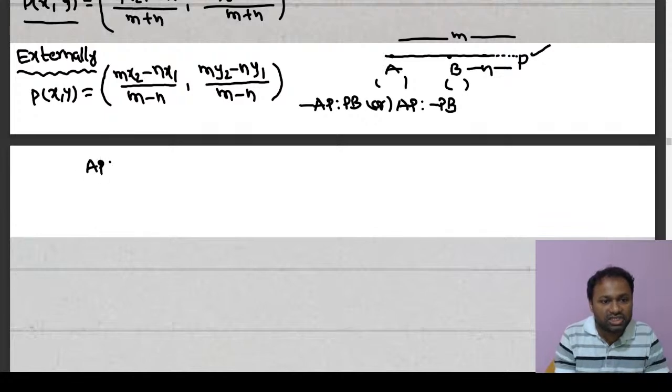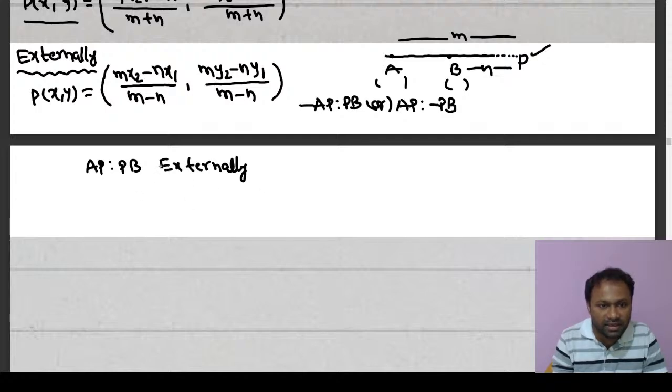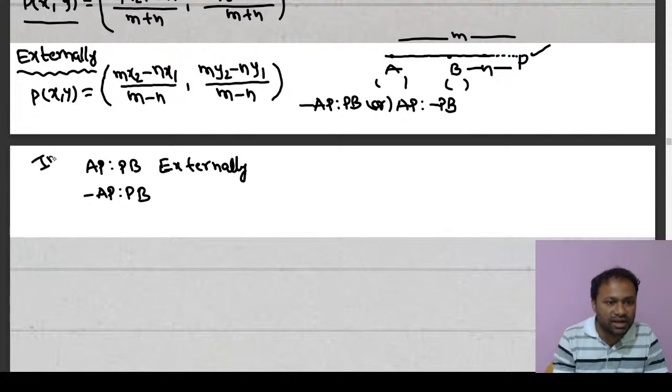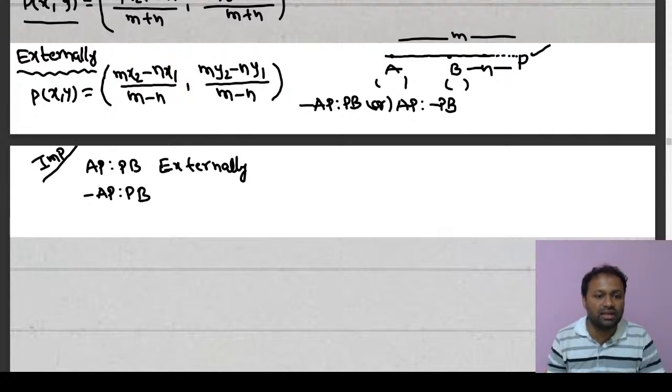AP ratio PB externally can be, that means it may be given in this way, or minus AP is to PB. So remember this, it is the most important condition. To confuse you, the options will be given in this way. These two represent the same answer. Minus AP is to PB means externally.